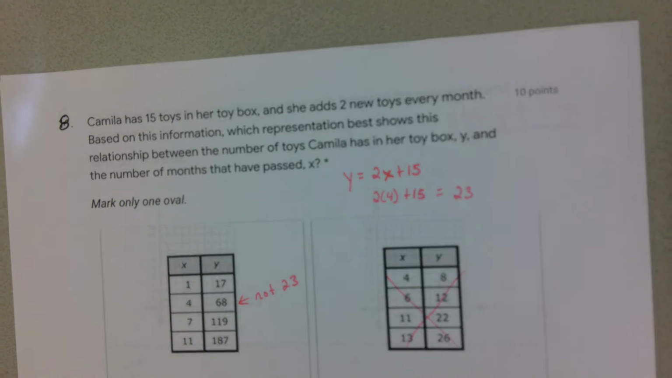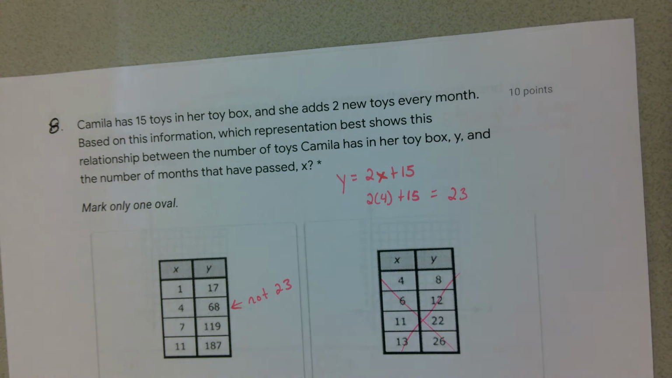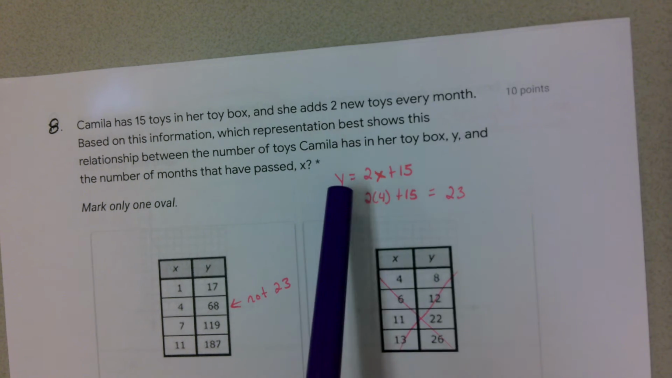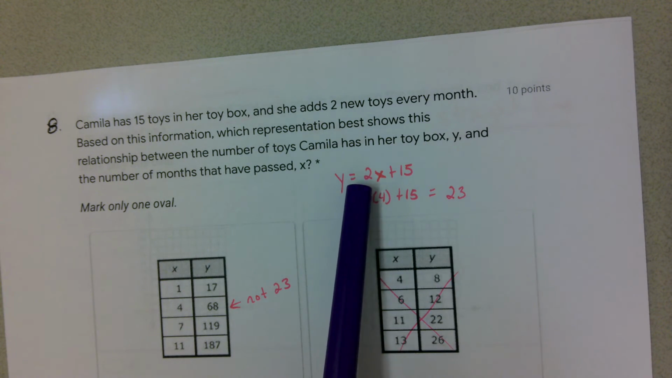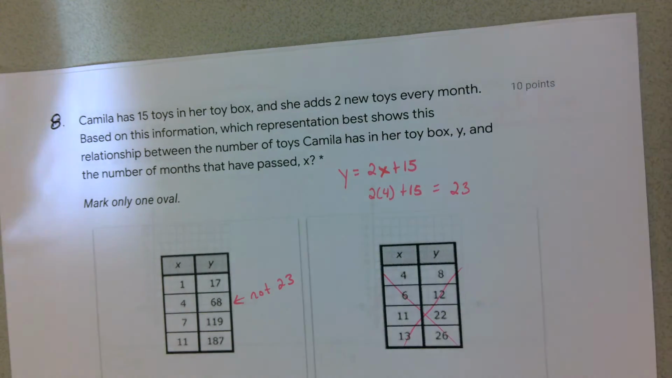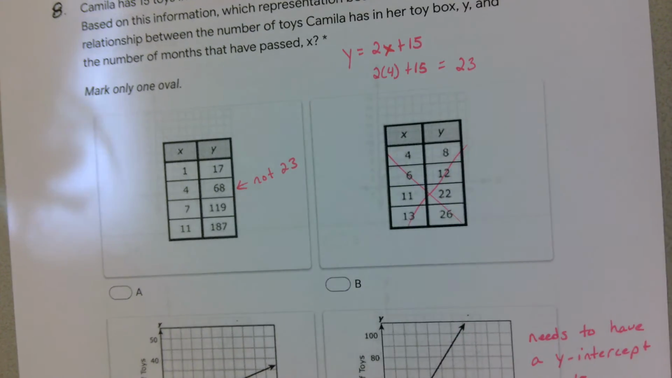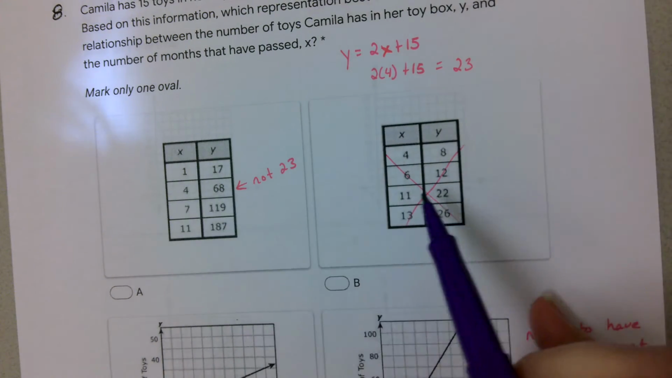Number 8, Camilla has 15 toys in her toy box, and she adds 2 new toys every month. Based on this information, which representation shows this relationship between the number of toys Camilla has in her toy box, y, and the number of months that have passed, x? So 2 toys every month she's adding, so that's my slope, right? 2 per month. And then she already has 15, so that's our y-intercept or our starting point, and that's our b value. Once I have my equation, I can start looking here at my tables.